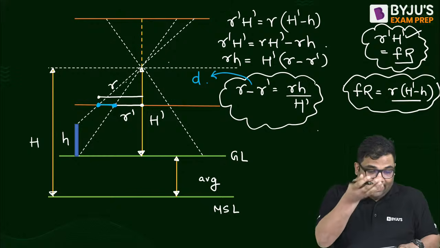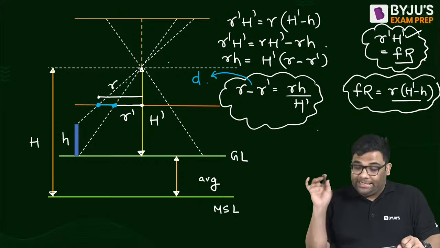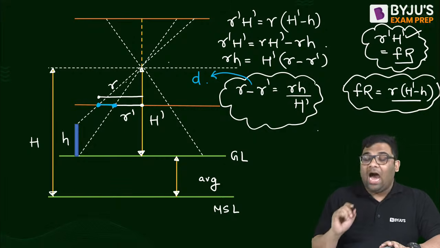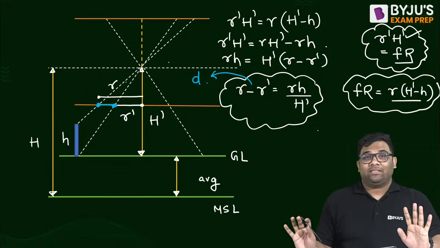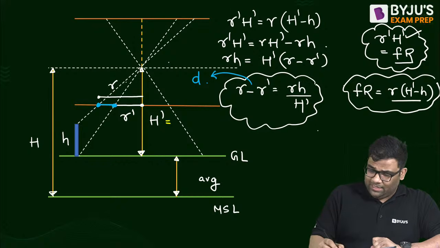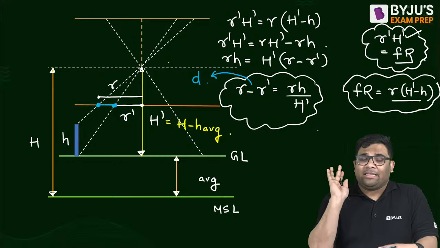Suppose I am calling it D, as mentioned by Amal Mondal. So this is your D, the relief displacement, and this is R h by H dash. Well, this H dash is nothing but the flying height minus H average, right? I have just not mentioned it to simplify things.